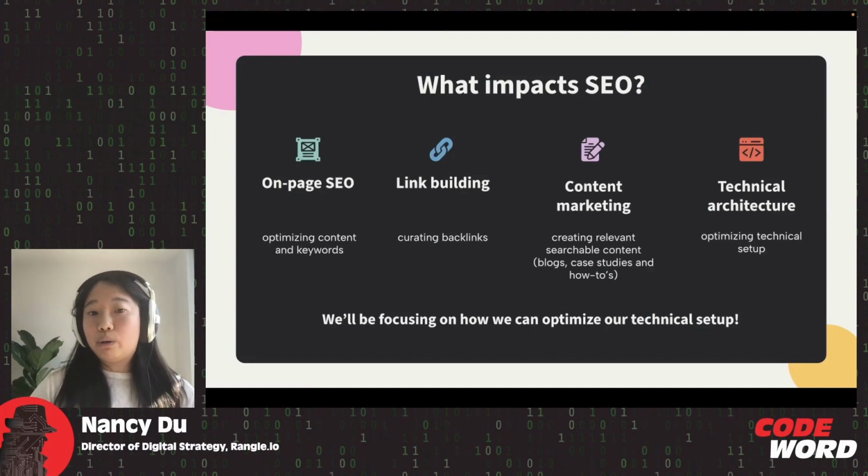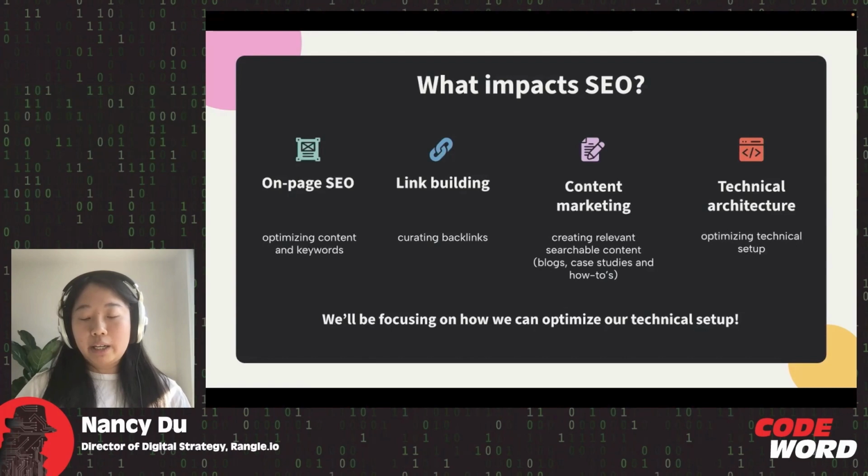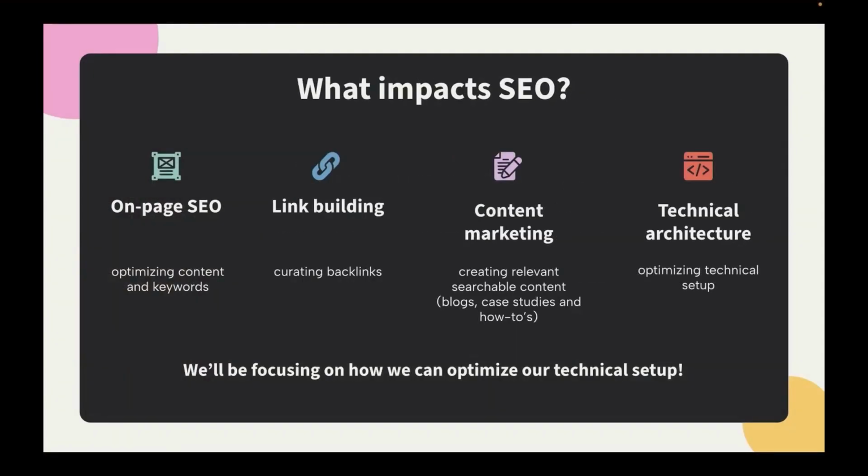The second one is about your link building. That's how you're curating your backlinks. So are you including enough internal links or external links on any one of your pages? And the third, which tends to be one of the most important, is content marketing and what kind of content you're putting on your site. This is creating relevant and searchable content that the type of user you're trying to attract is likely to search for. This can come in forms like blogs, case studies, how-to guides, and this is really what a lot of your content marketers are going to be focusing on.